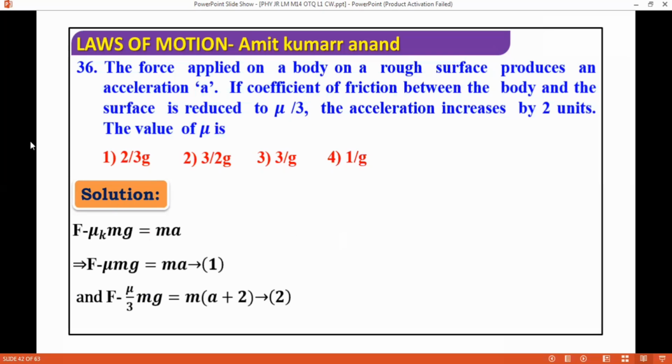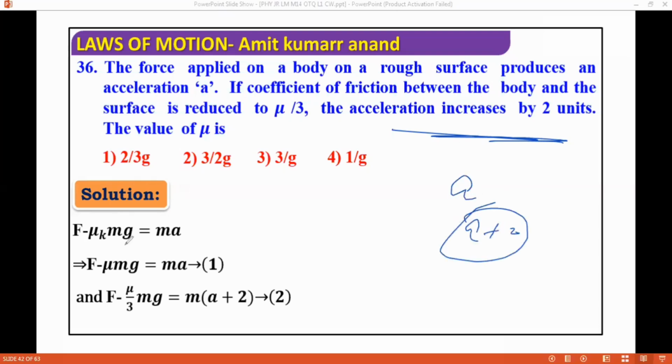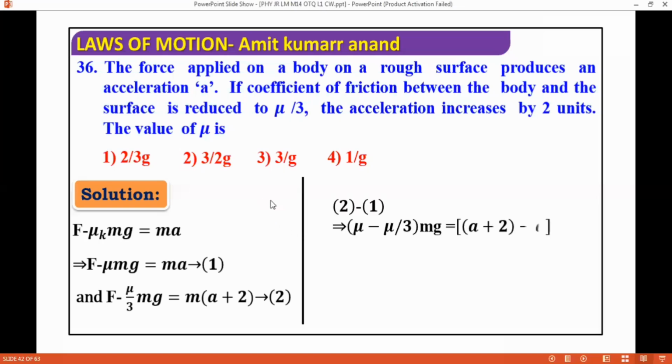In the second case, F minus mu by 3 into mg will become mass into acceleration, and the acceleration increases by 2 units. Earlier the acceleration was A, now it is A plus 2. So this is equation number 2, and this is equation number 1. Using both equations we can solve it. After subtracting the equations and solving, mu is coming 3 by g. So you can go with option number 3.